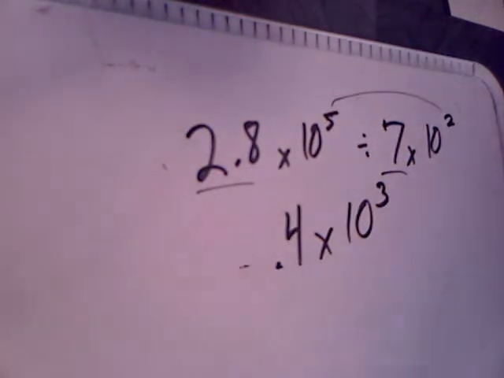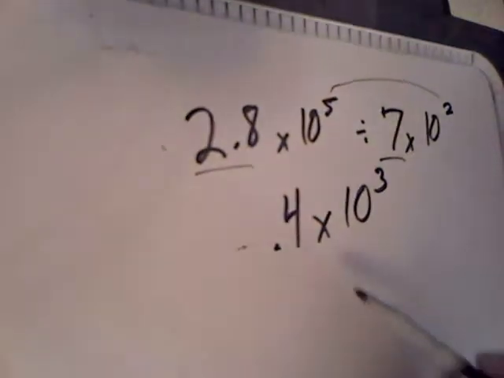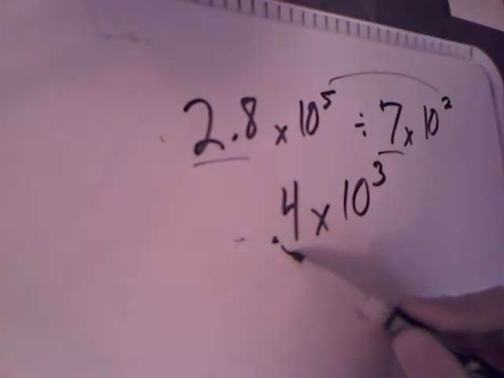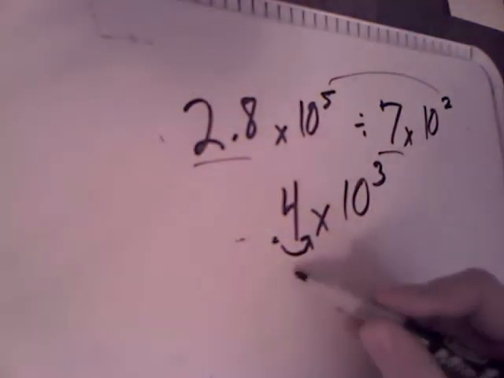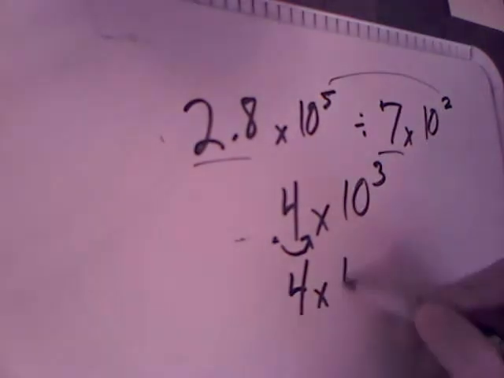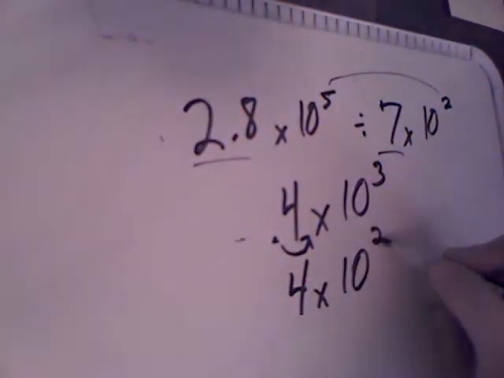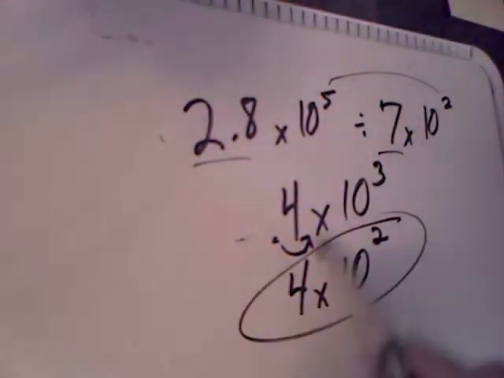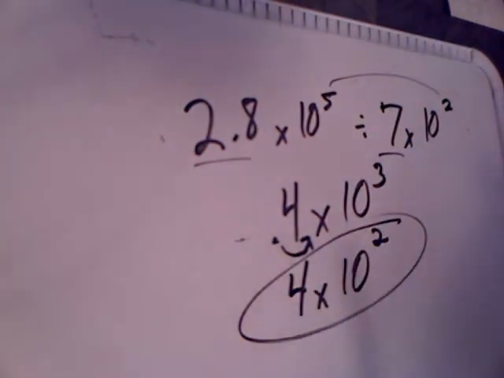Is this in scientific notation? Not yet, so let's fix it. If we move this decimal backward 1, we're going to end up with 4 times 10 to the 2nd power, because we moved the decimal backward 1.